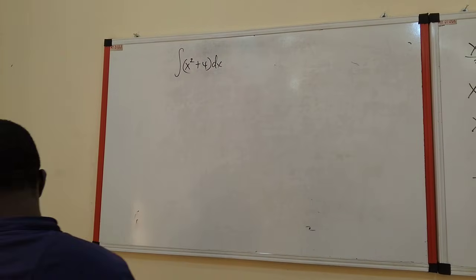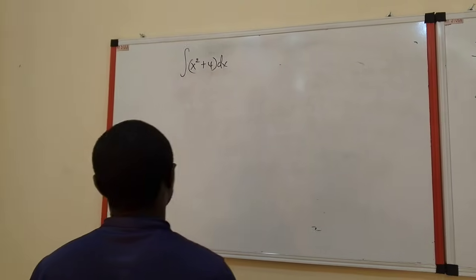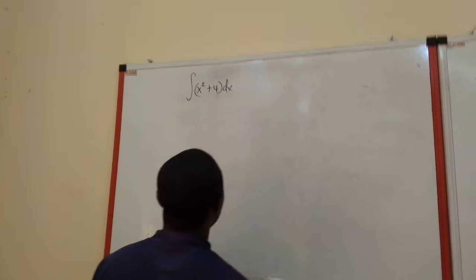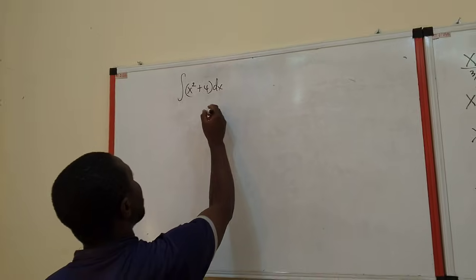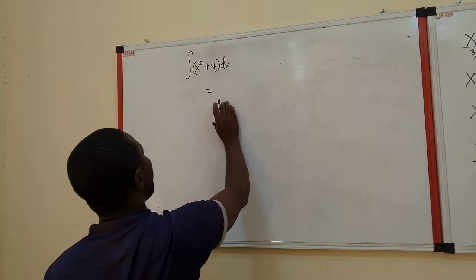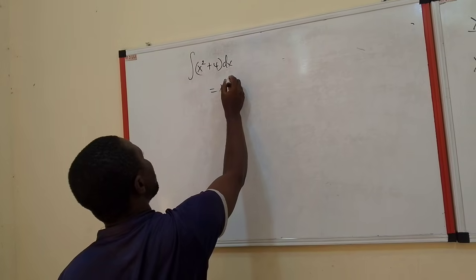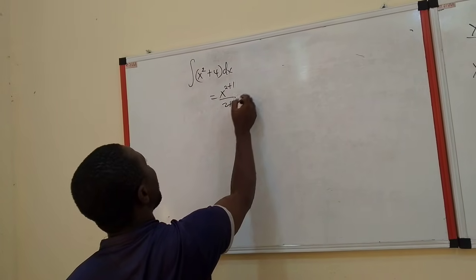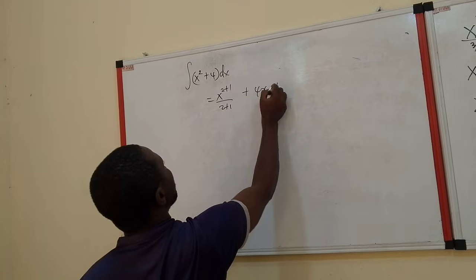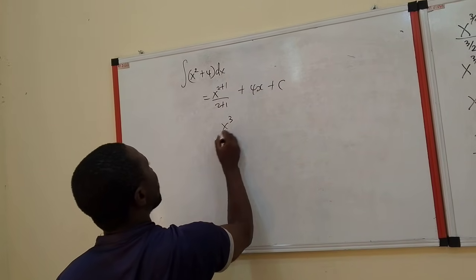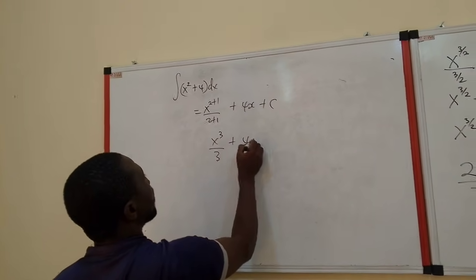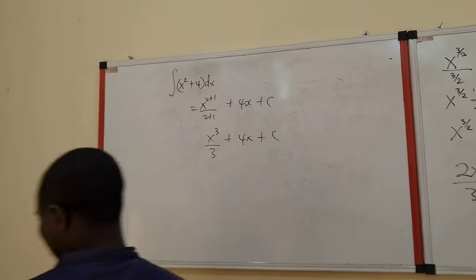We have to integrate x squared plus 4 dx. These are very simple things. This will give me what? That will give me x raised by 2 plus 1 over 2 plus 1, plus 4x plus c. That is x raised by 3 over 3 plus 4x plus c. Final answer.